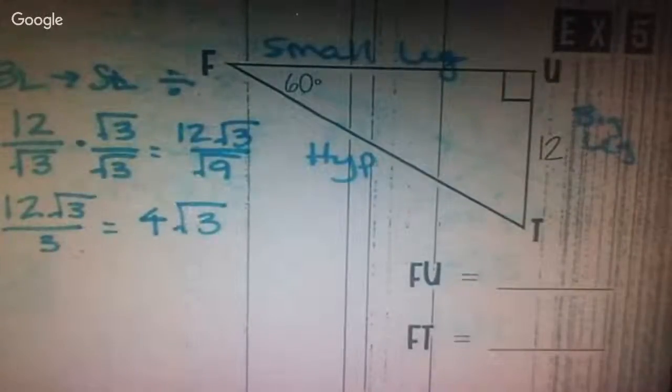So square root of 3 is your 16, and 2 is your hypotenuse. So here's your square root of 3 and 2.